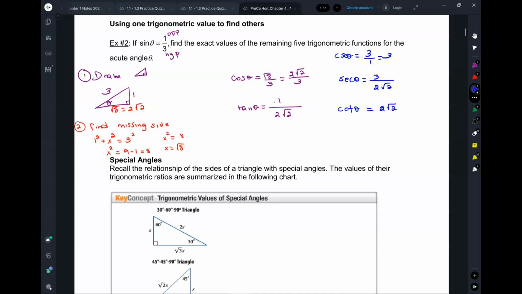For cosecant, like, isn't hypotenuse over opposite? So wouldn't it be 3? For cosecant? Oh wait. Yeah. So I did the reciprocal of the sine.